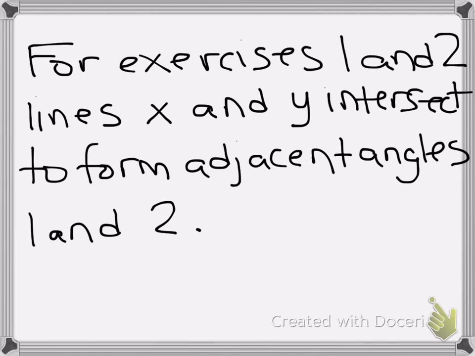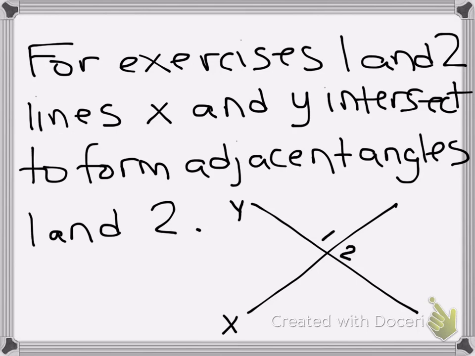So for the first two numbers, for exercises 1 and 2, you have lines X and Y intersecting to form adjacent angles 1 and 2. What I would suggest is maybe drawing that. Two lines intersecting. So let's say you have X and Y intersecting and they form adjacent angles 1 and 2. So they have to be next to each other. Something like that.